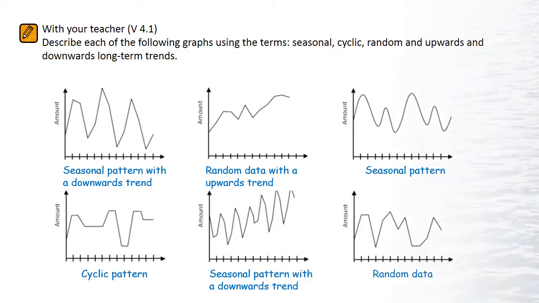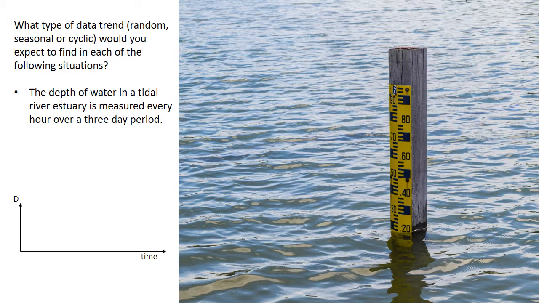The next set of questions asks us what type of data trend we would expect to find in each of the situations. The first is the depth of water in a tidal river estuary, which is measured every hour over a 3-day period. If you know anything about this, you'll know that tides are very, very regular. The tidal cycle repeats about every 13 hours, and during that time there are 2 high tides and 2 low tides.